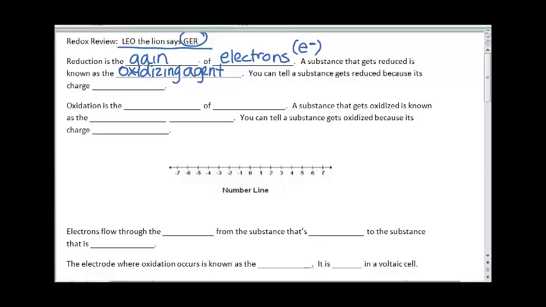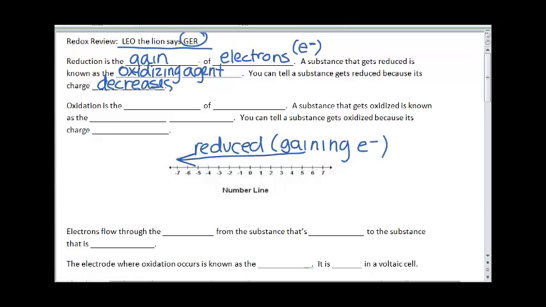The way you're going to know that something's gaining electrons, or getting reduced, is its charge is going to decrease because it's gaining negatives. That's the hardest part for kids to understand. The charge goes down when you gain things. What? Because you're gaining negatives. So the charge decreases. I drew a number line here for you. If your charge moves down the number line, the substance is getting reduced, and if it's getting reduced, it's gaining electrons.